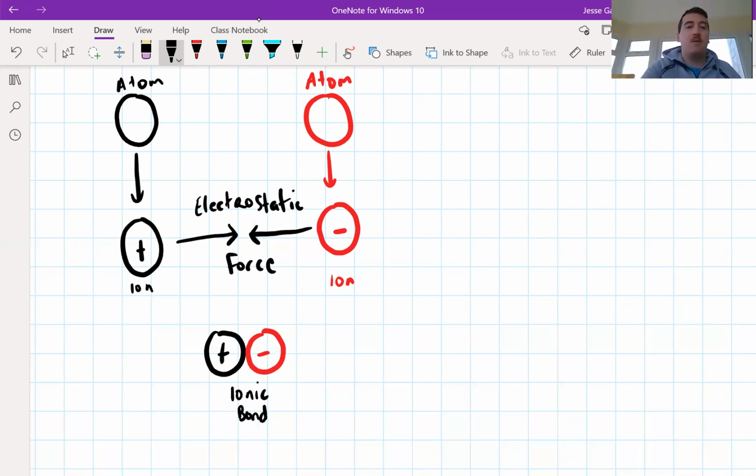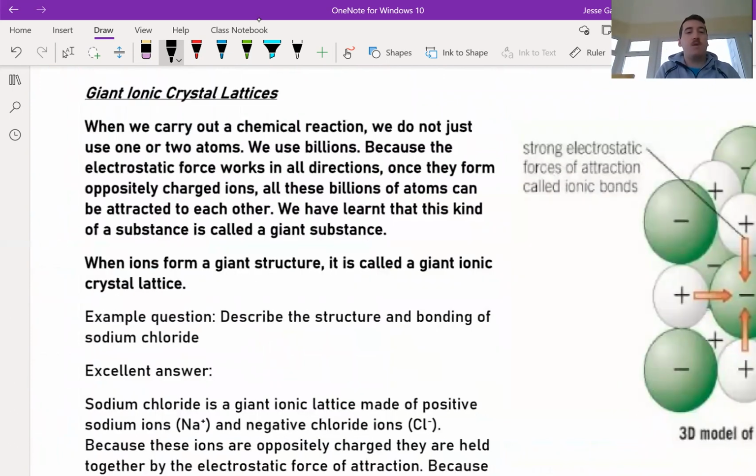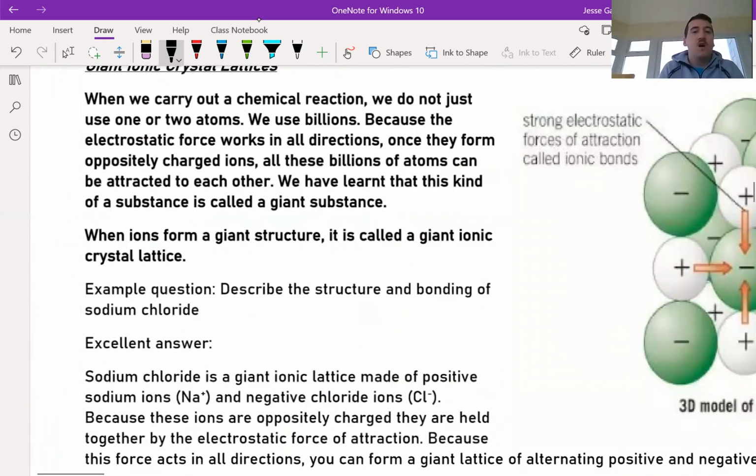Okay, today we're going to take that idea and make it just a little bit more complicated. An important thing to remember is that when we carry out a chemical reaction, we do not just use one or two atoms like we're drawing. When we're drawing them, it's simple to just draw one or two atoms. But when we're doing a chemical reaction, really we're talking about billions of atoms reacting together.